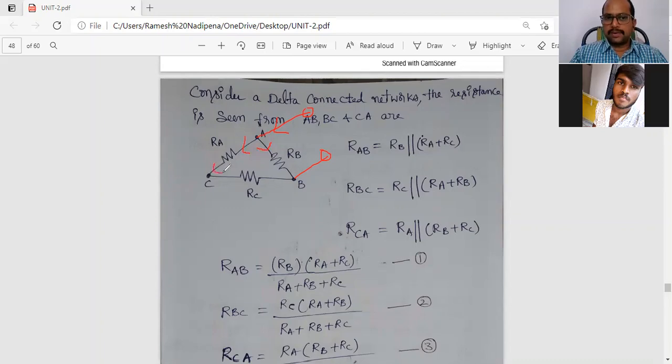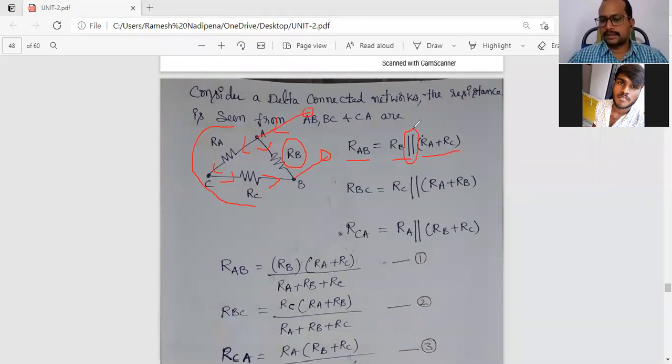The same current will flow here, and here also the same current will flow. Whenever the current flow is the same, the circuit is said to be series. So RA and RC are connected in series. But what about RB? Here the current flow is divided into two parts. That means RB is connected in parallel with the series combination of RA and RC. That's why RAB equals RB in parallel with RA plus RC. This is the parallel representation: RB parallel RA plus RC.